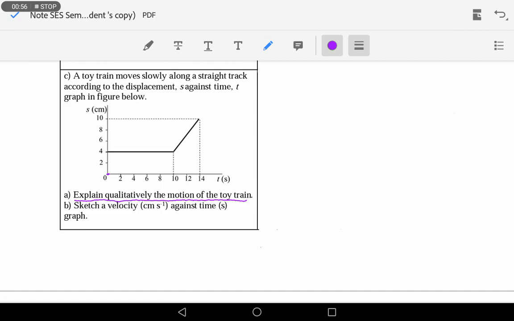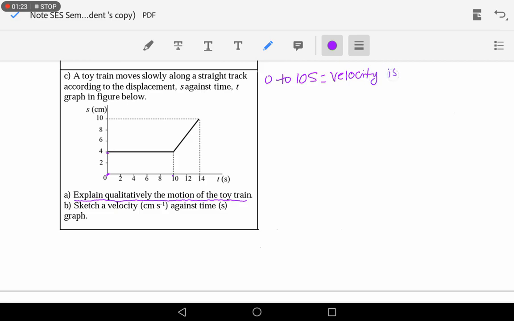From 0 to 10 second. First we write down from 0 to 10 second. We can see that daripada 0 ke 10, displacement dia sama je. Displacement dia 4 sahaja. Maksudnya dia pada kedudukan yang sama. Bila dia pada kedudukan yang sama, maksudnya the velocity is 0.